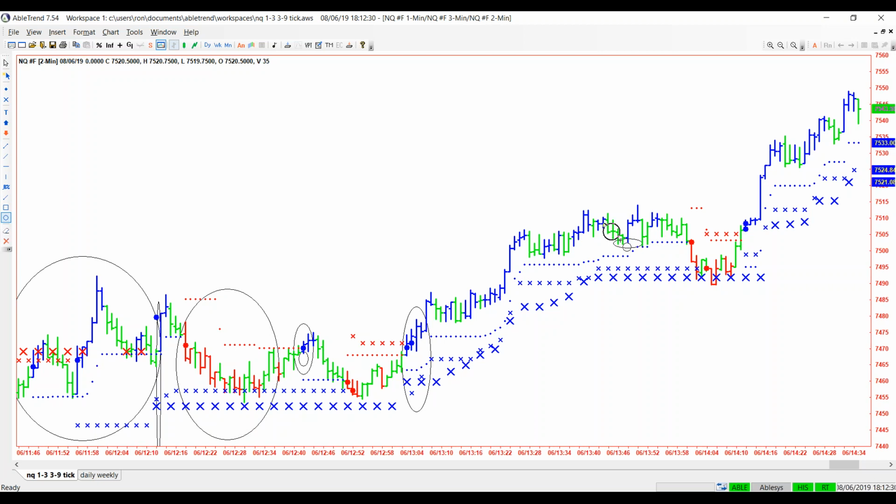There's your 2 greens in a row. Stop loss goes 1 point under the 2 green bars from there to there. That was 30 points. I'll call it 25. That's a $500 winner AbleTrend gave me, you, and everybody who took the signal. Everybody who uses AbleTrend, the signal was right there. Very clear cut. That was a good one right there.